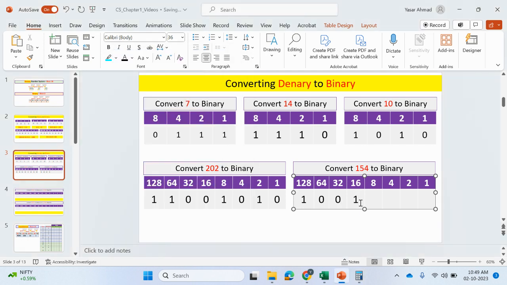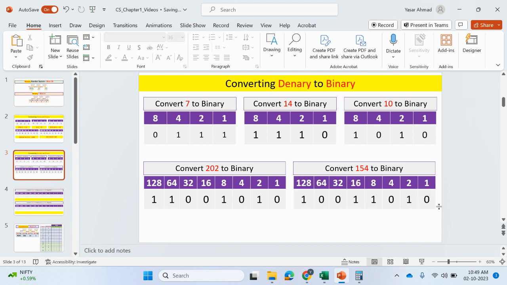Okay. And what's left over is 10. So 8 goes into 10. And we have 2 left over. 4 doesn't go into that. So we could put 0 here. 2 goes into 2. We could put 1 there and then 0 here as well. So what we've done here is we've converted some denary into binary.